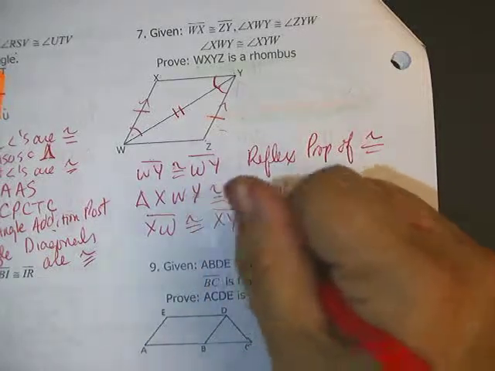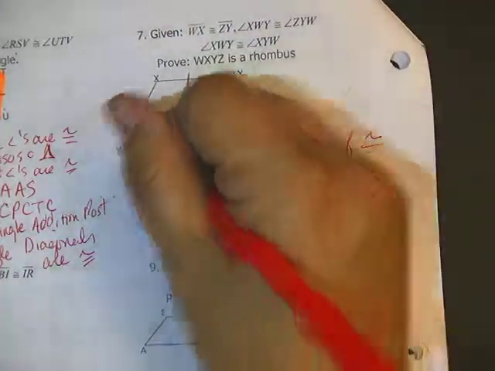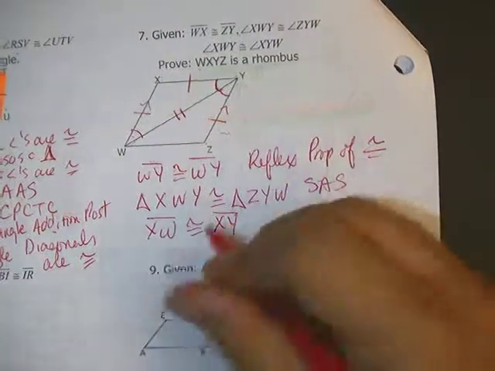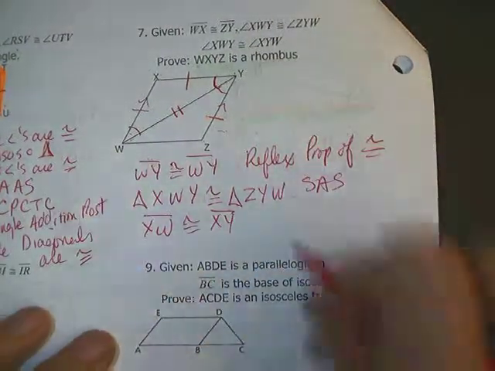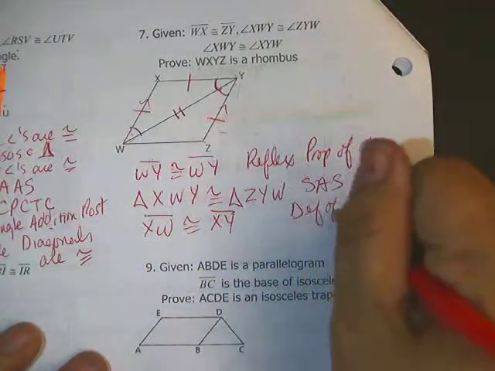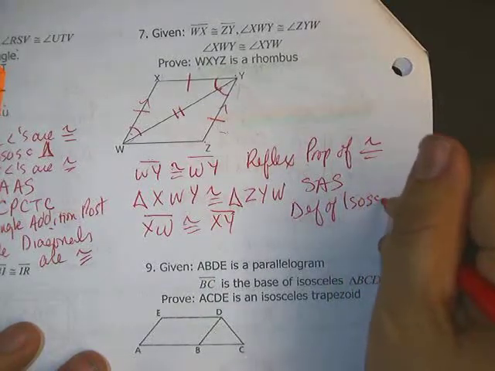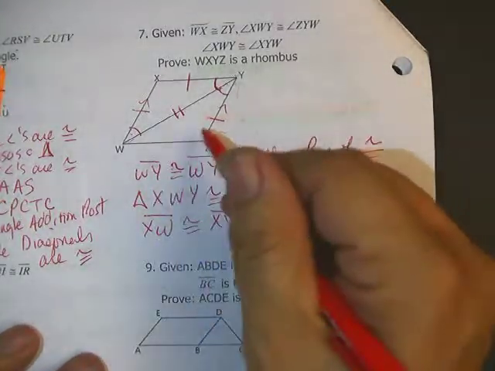Which means, first of all, oh, I also know that XW is congruent to XY because that's the definition of isosceles. See, I see these base angles are congruent. So notice how I'm kind of going out of order. That's okay.